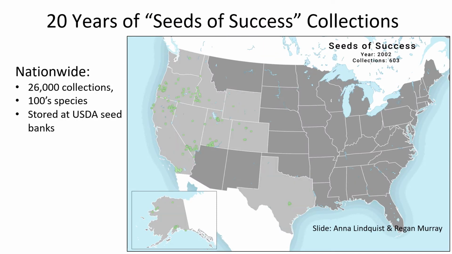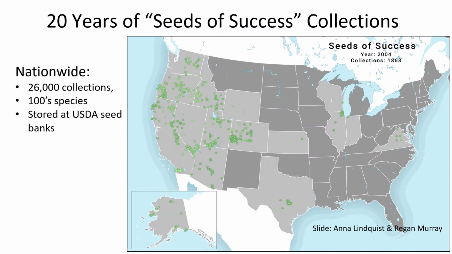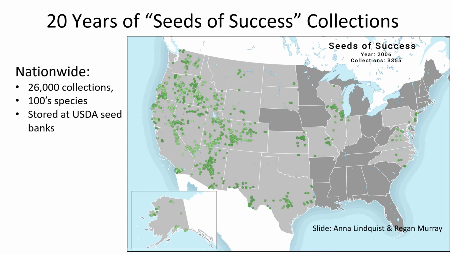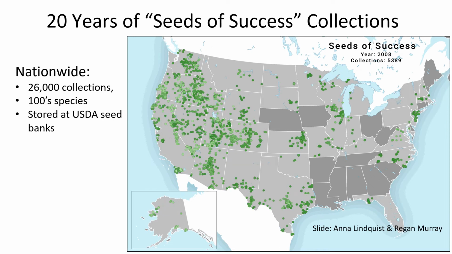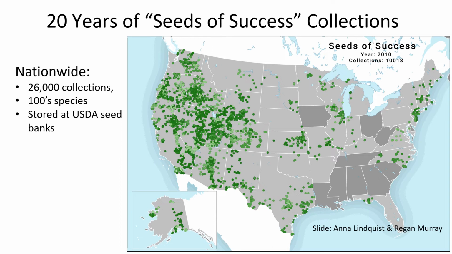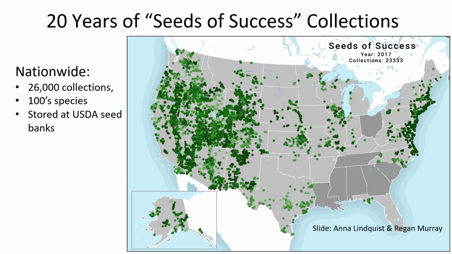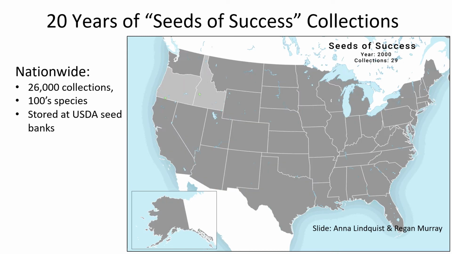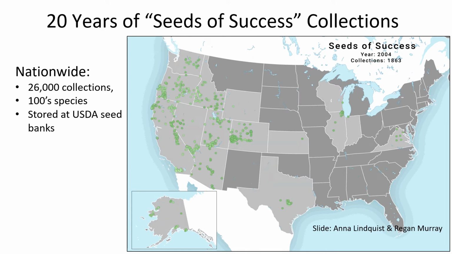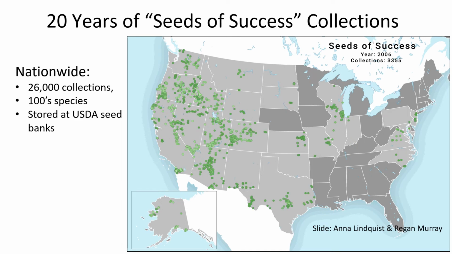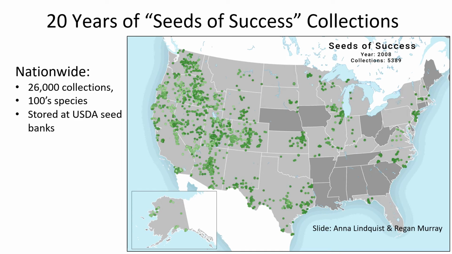I'd like to recognize some pretty impressive accomplishments of 20 years of Seeds of Success wildland native seed collections, which are greatly increasing our ability to develop native plant material sources. They're providing the raw materials. There have been 26,000 collections nationwide over hundreds of species, and some of each of those collections is stored at long-term seed bank conservation areas, while other parts of those collections go into trials, research, and increase.